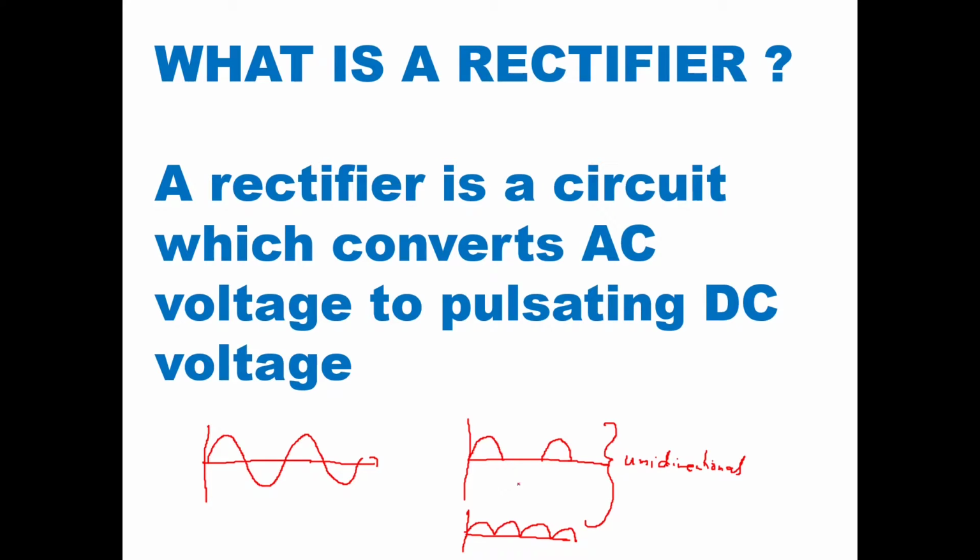These are called pulsating DC because it is not pure DC. It is a DC, but it has an AC component in it, which is called ripple. So a rectifier is a circuit which converts AC voltage into a pulsating DC. Pulsating because it will have some AC component, so it is not pure DC. AC voltage converted into pulsating DC voltage is done by a rectifier.